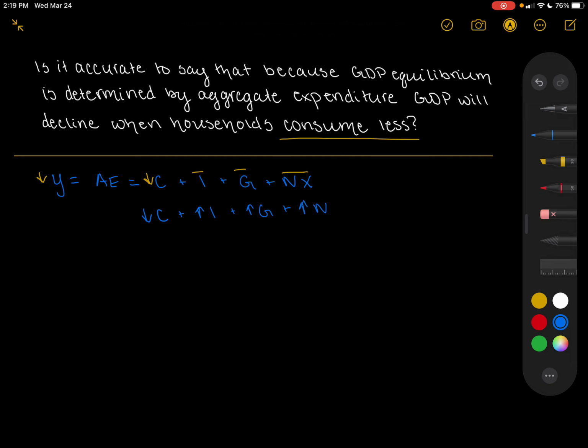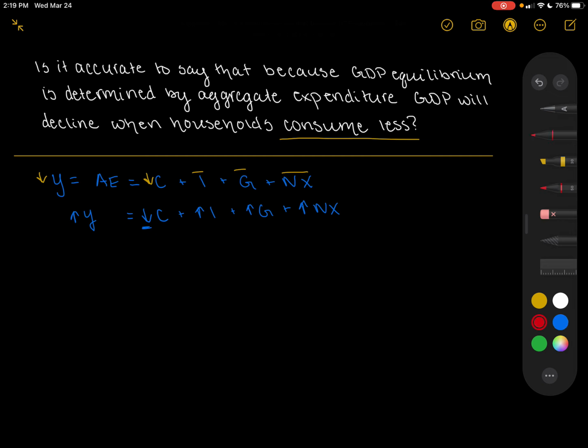So if all of these go up by a greater amount than the decrease in consumption, we're still going to see an increase in GDP. Just because consumption is going down, that's not to say that the GDP equilibrium must also go down.